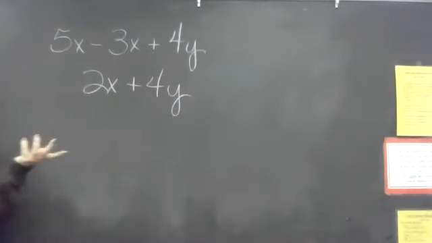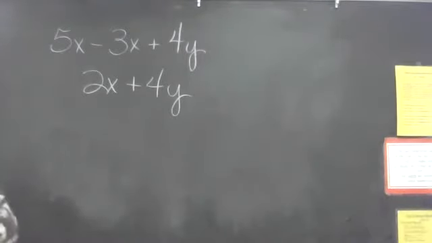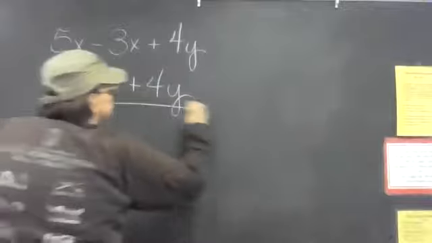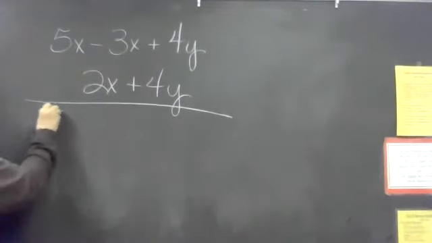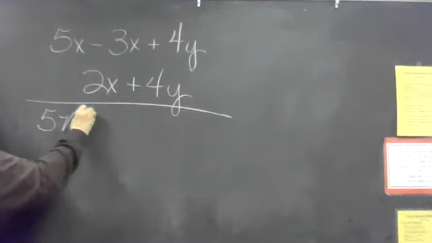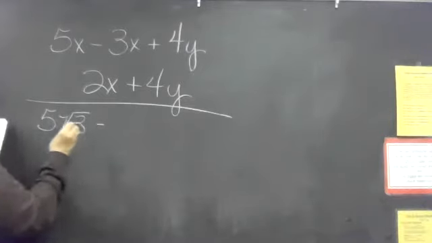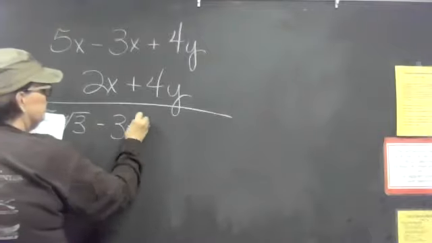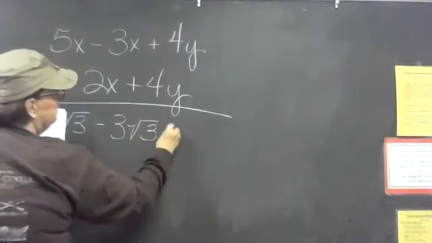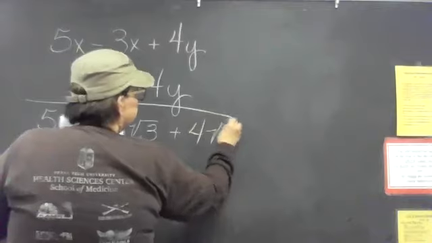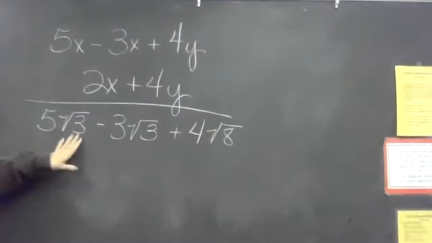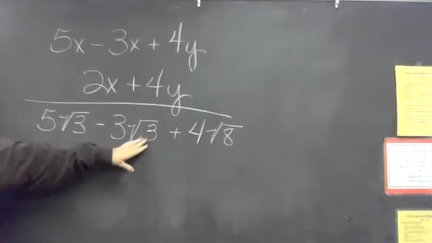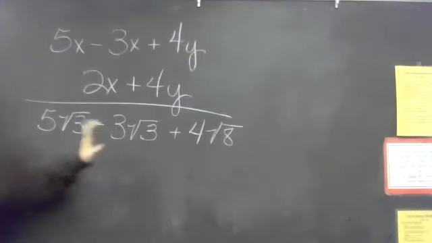Now, do you guys agree with this? We're adding common terms, right? Okay, then number 1 is written with radicals, and we are going to use the same rules. So we're going to say 5 square roots of 3 minus 3 square roots of 3 plus 4 square roots of 8. In this case, square roots of 3 and square roots of 3 are common terms. You see? So I can put those together.